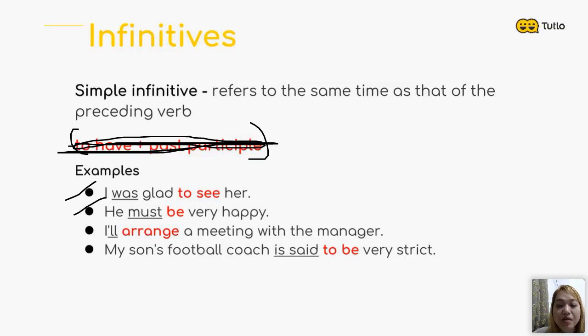He must be very happy. I'll arrange a meeting with the manager. My son's football coach is said to be very strict. If you notice the verbs we have here, see, be, arrange, and another be.